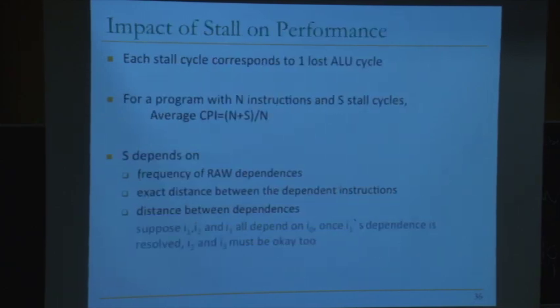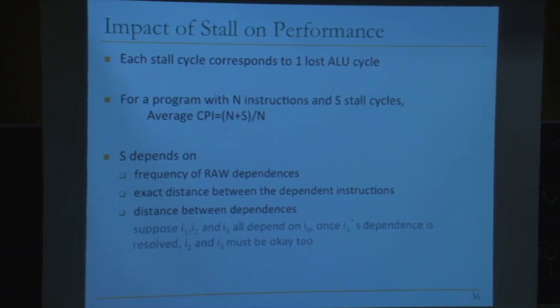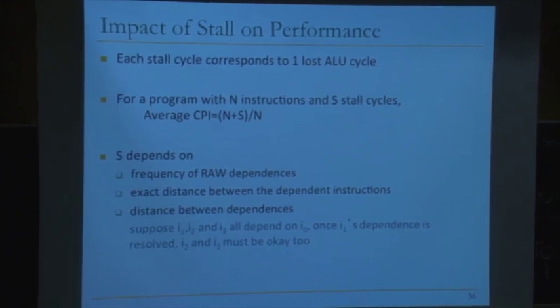So what is the impact of stall on performance? Let's do some performance analysis also. Each stall cycle actually corresponds to one lost ALU cycle, right? And for a program with n instructions and s stall cycles, average cycles per instruction now becomes (n + s) divided by n. And now your s, the stall cycles, really depends on how often you see these dependencies, read after write dependencies, the exact distance between the dependent instructions, and also distance between the dependencies. So basically how much you stall in each case.